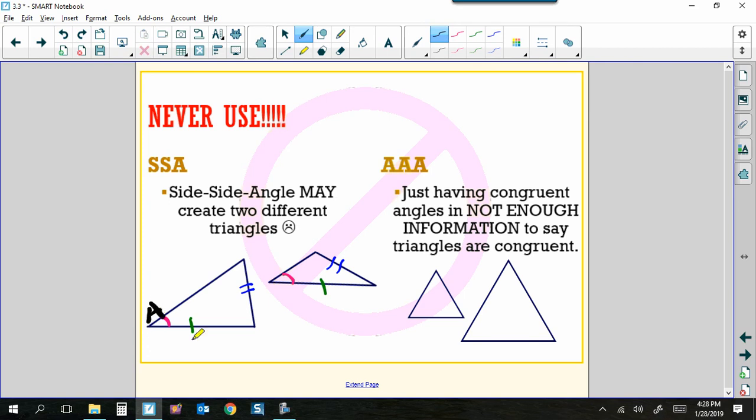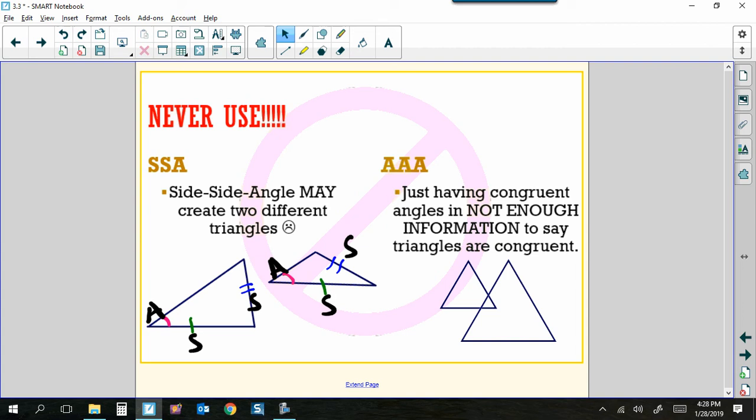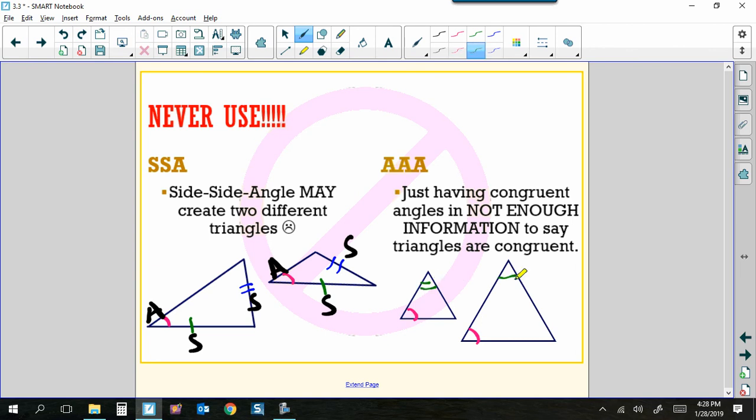Here's our angle. Here's our side, and here's our side. That is not the same triangle as this triangle, even though the parts are all the same. Over here, for angle, angle, angle, if I take this smaller triangle, you could see same angle, same angle, same angle. All 3 angles are congruent. So we have 1, we have 2, and then lastly we have 3 right here. These triangles are definitely not the same size though.